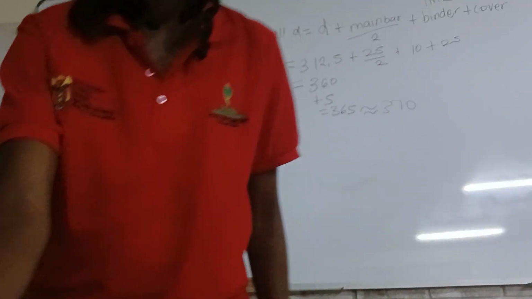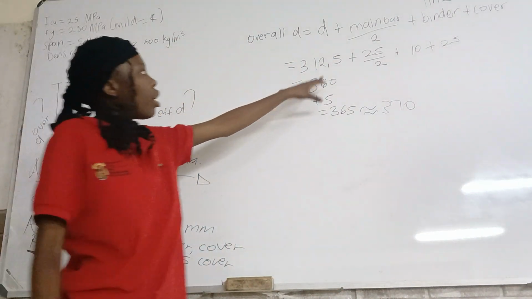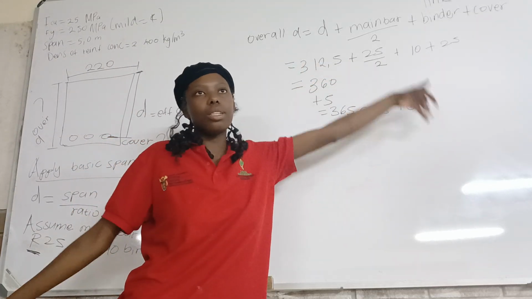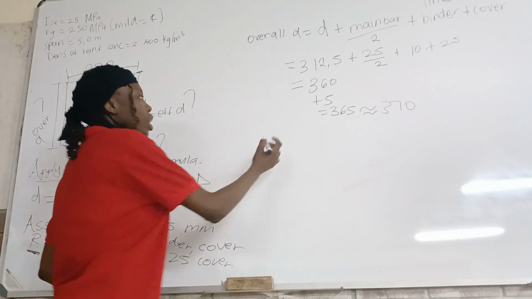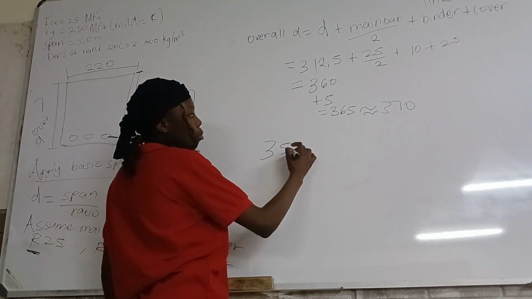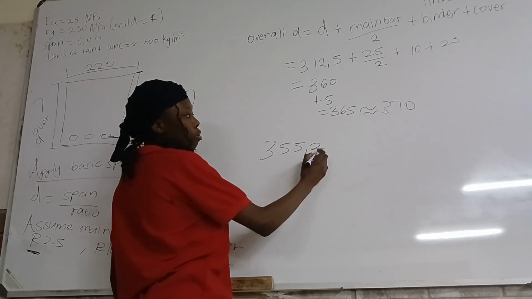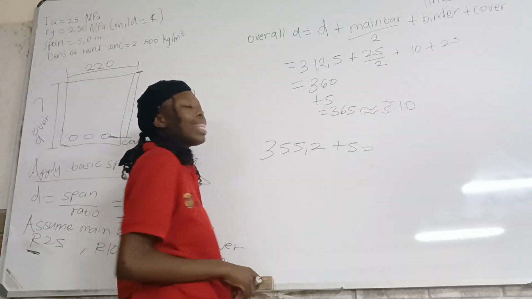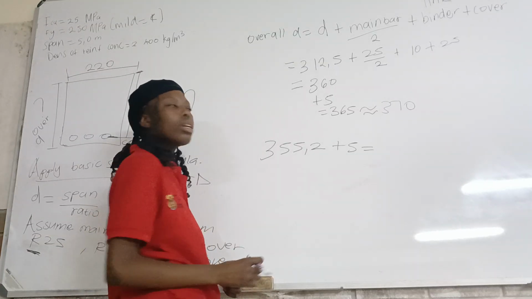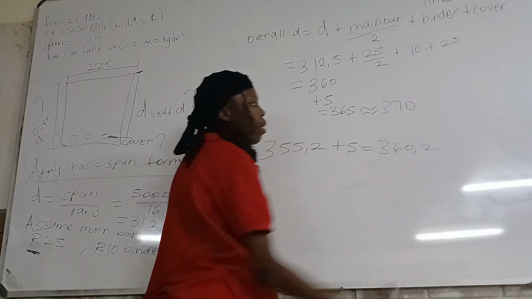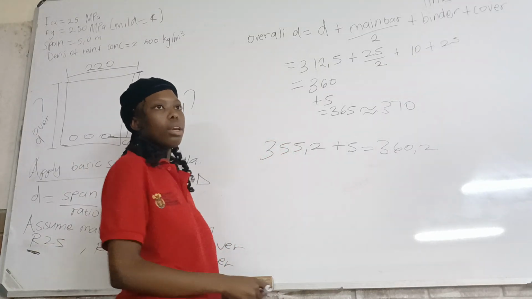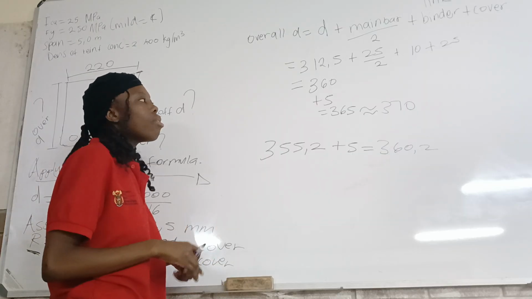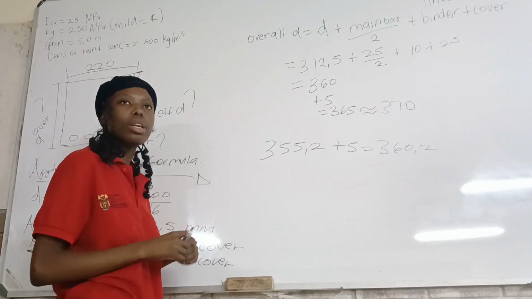So when you calculate the overall depth, this is the formula. We got 360 again. Your final answer is not 360. You need to add 5 and then round off. Let's just say we had gotten 355,2. 355,2 plus 5 gives us 360,2, and if you round it off to the nearest whole number, 360 again. That is how we do it. After getting the overall depth, you need to add 5, then round off to the nearest whole number again.